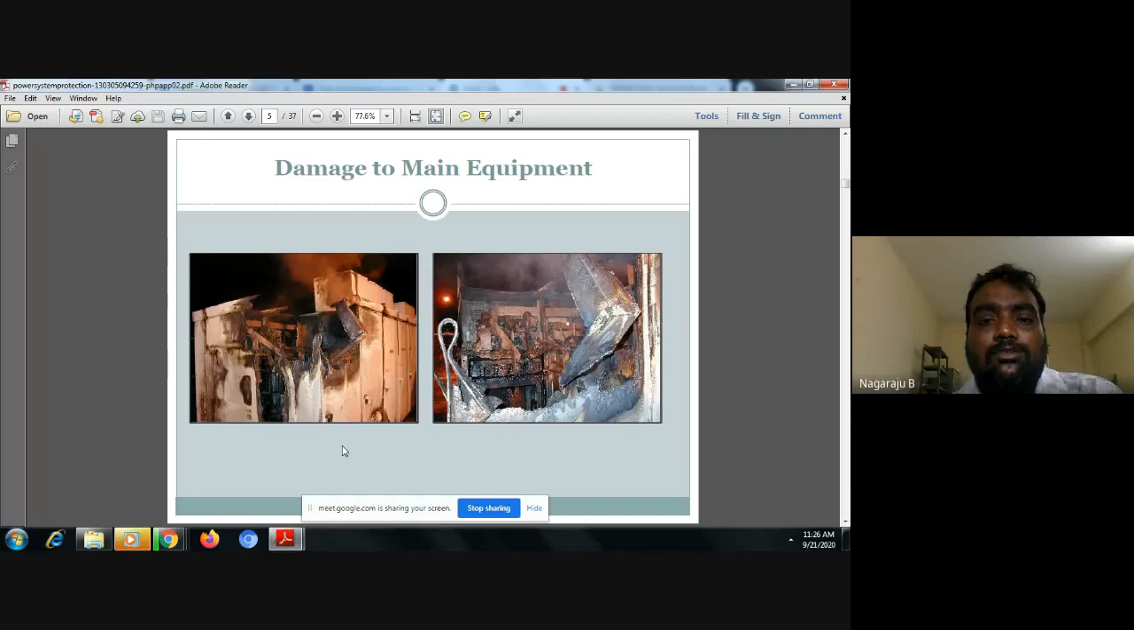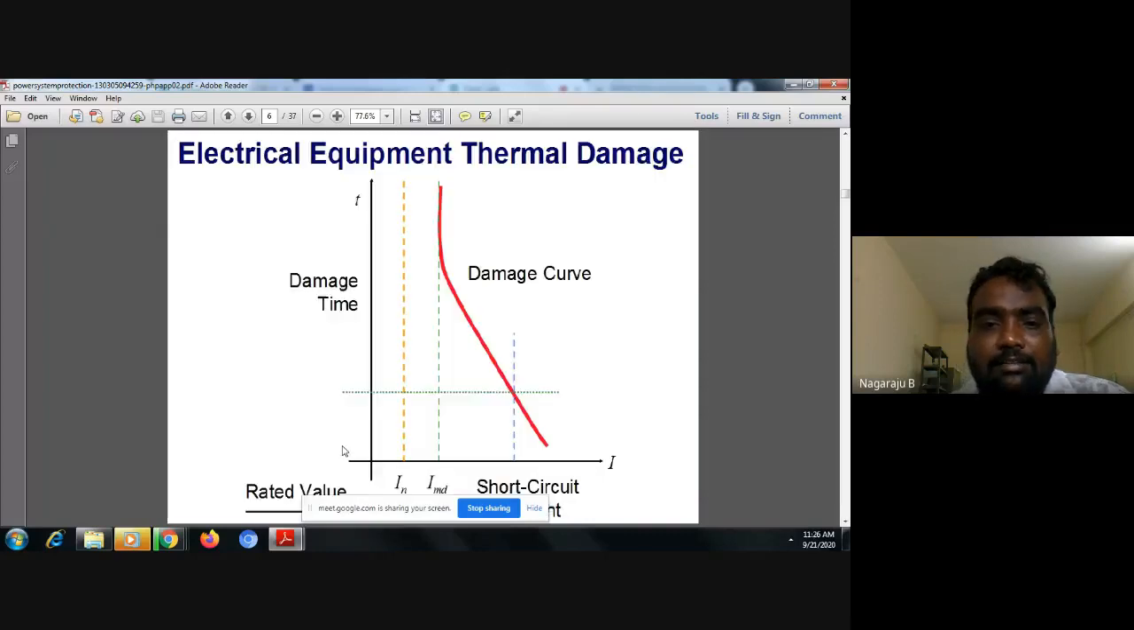Okay, so to prevent the damages, when you go for the damage, these are the pictures, you can see how it will damage. This is about the feeder level. And when you see the electrical equipment, electrical equipment versus thermal damage.